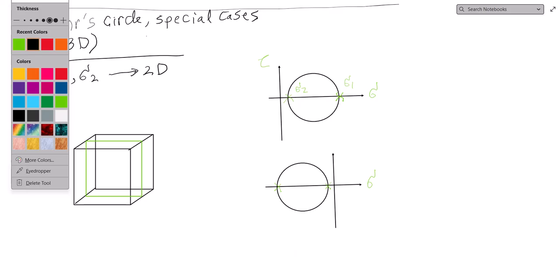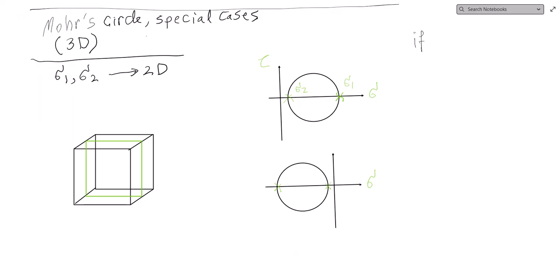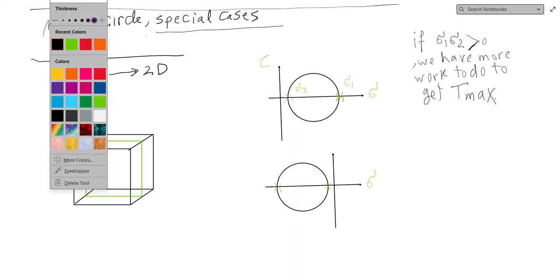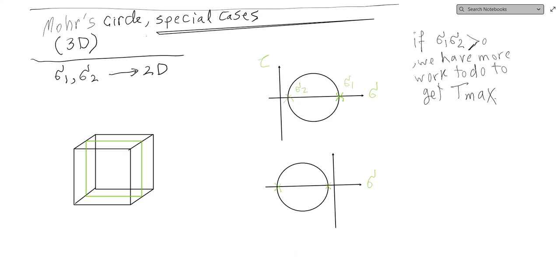Let me change the pen colors. If sigma 1, sigma 2 is positive, we have more work to do to get tau max, maximum shear stress. And these are called special cases. These are called special cases, as you see here. So this is the special case.